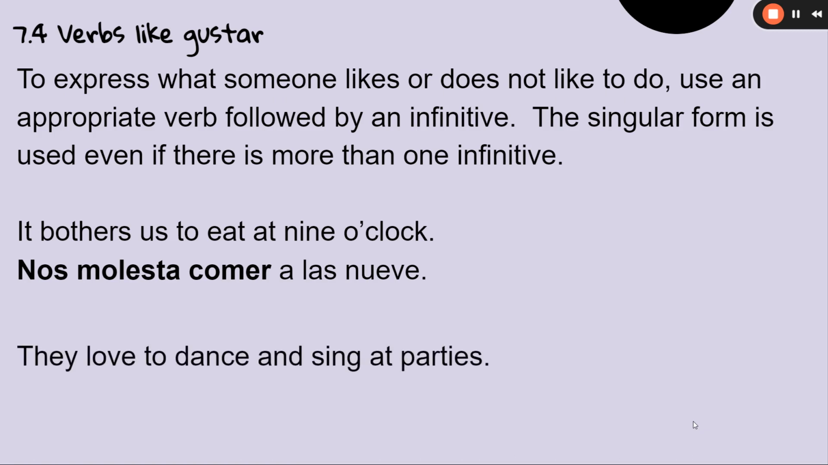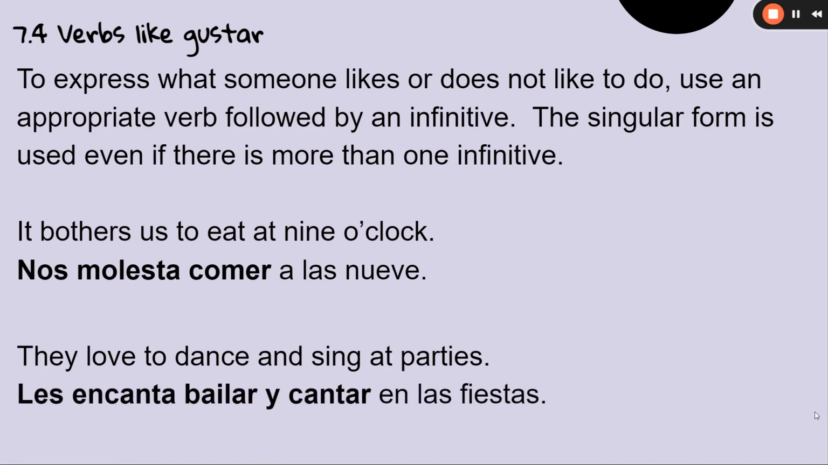They love to dance and to sing at parties. So these are infinitives. This love part right here needs to be in the singular form. Les encanta. And then you put the infinitive. Bailar y cantar en las fiestas.